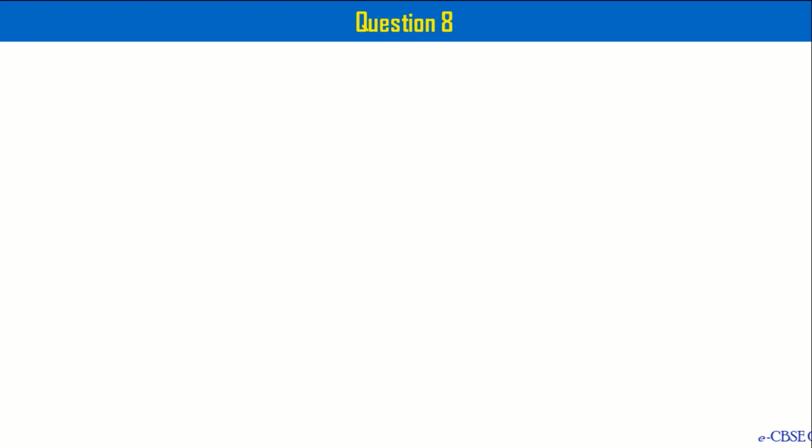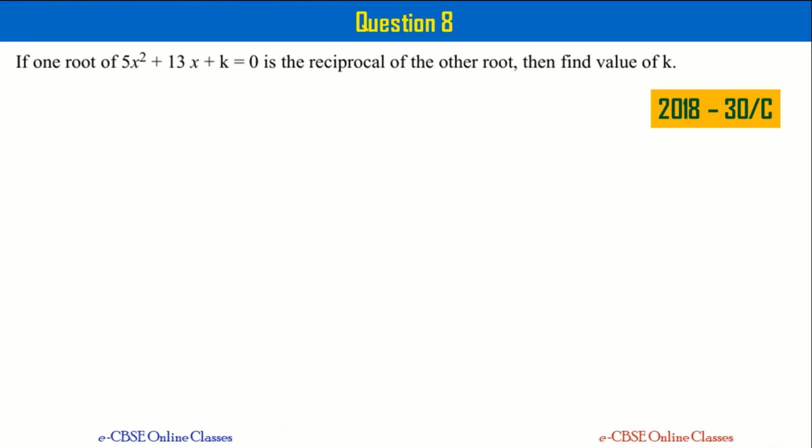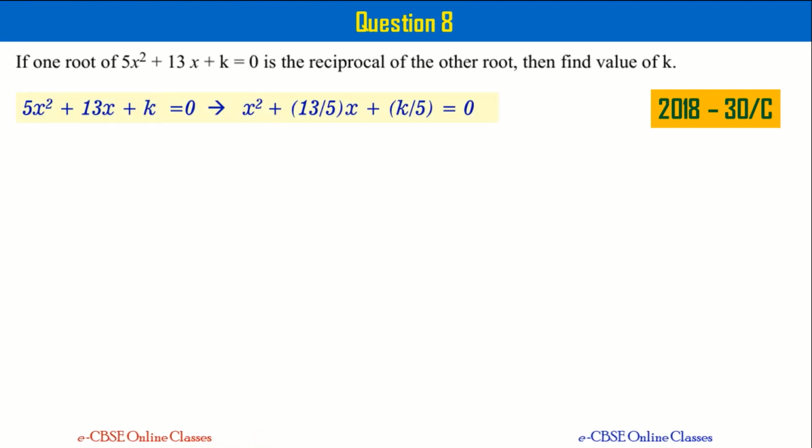The next question, question number 8. If one root of 5x square plus 13x plus k equal to 0 is the reciprocal of the other root, then find the value of k. It is from 2018 compartment paper. 5x square plus 13x plus k equal to 0 can be written as x square plus 13 by 5 times x plus k by 5 equal to 0, right?